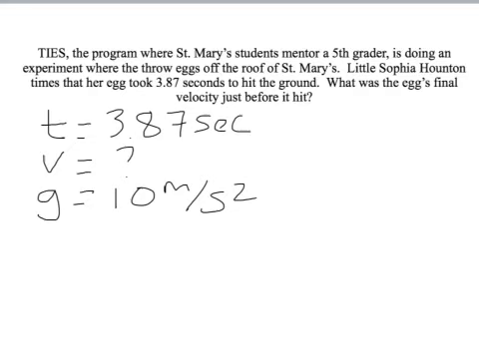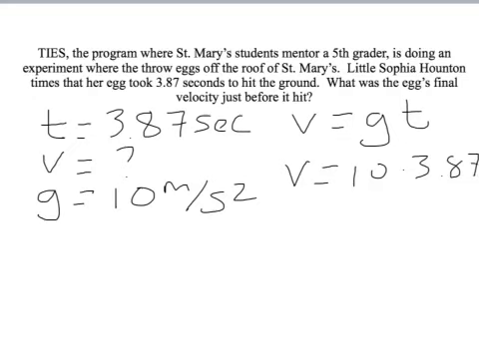Okay, so I have t, v, and g. And again, I ask myself, which of the two free fall equations would I use? And it's v equals g t. So v equals 10 times 3.87. And so I can do that in my head. v is 38.7 meters per second.